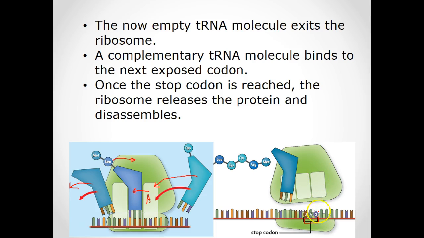The large subunit and small subunit are going to detach, and the protein that we just built is going to be released by the ribosome and is going to be folded into the quaternary or tertiary structure that it codes for, based on those hydrogen bonds, disulfide bridges, stuff like that. And it will be used where it needs to be used.